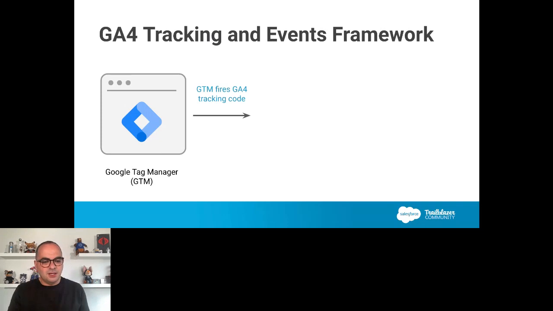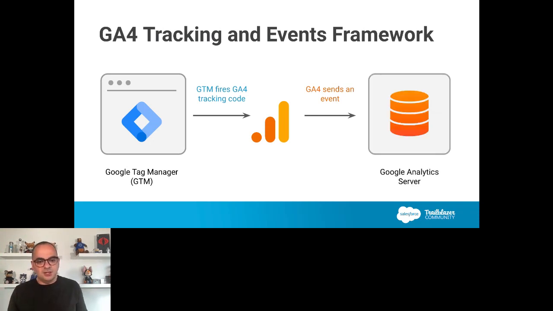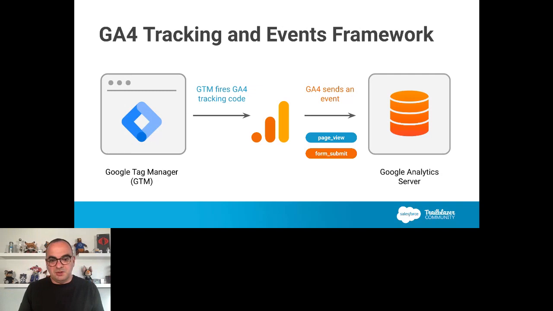So what happens there, when a user visits your website, Google Tag Manager will trigger the GA tracking code. This is your Google Analytics tracking code that will send the event to the Google Analytics server. So the Google Analytics tracking code fires, and GA4 sends the event to the Google Analytics server. This will be the same approach for us as well. Our aim is to get Google Tag Manager to fire an event to the Google Analytics server. By default, we fire a page view, but you can also fire a form submit, which we will do in this example.